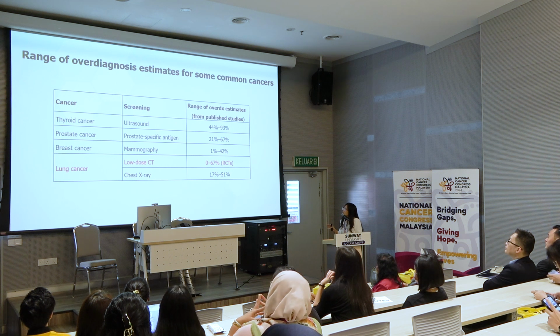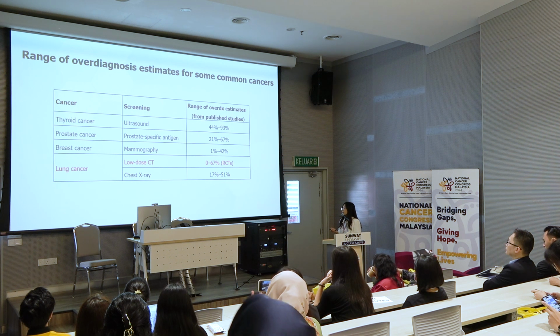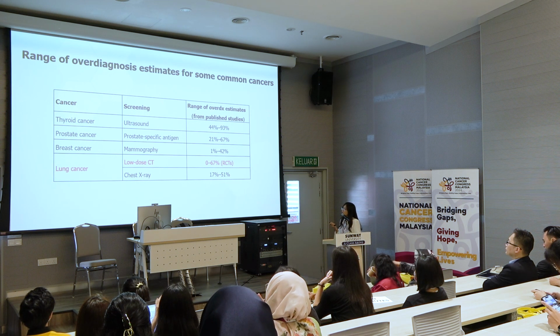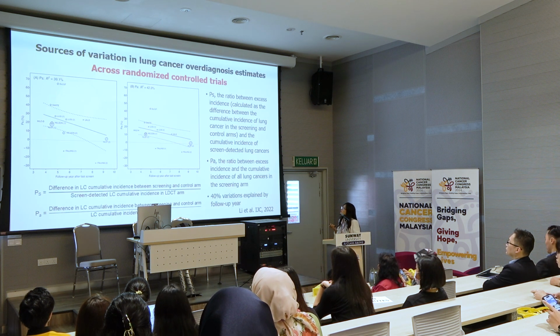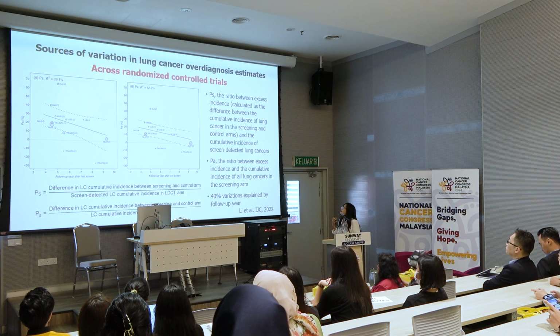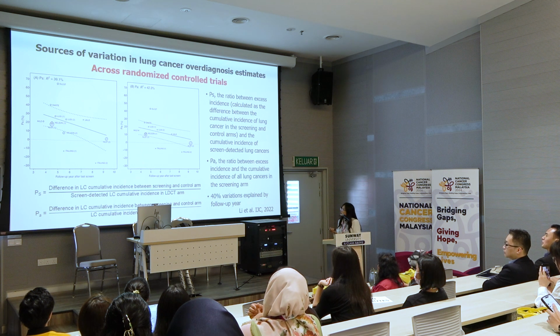So previous studies have found different overdiagnosis estimates for several cancers. And we can see that there's a very wide range, for example, for low-dose CT lung cancer screening. So we wanted to know why. We conducted a systematic review to look at the overdiagnosis estimates in different clinical randomized controlled trials. And we calculated two indicators, PS and PA.